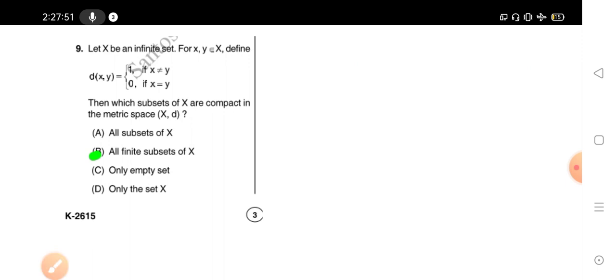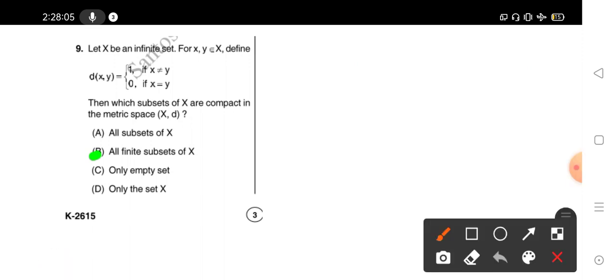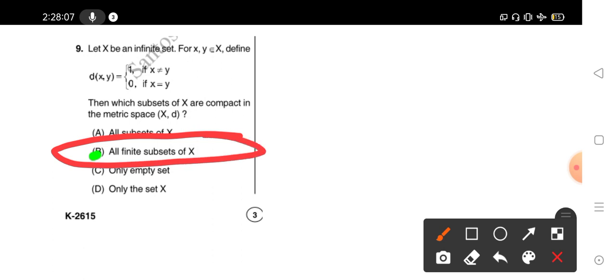Next question: let X be an infinite set, for x, y belonging to X, define d(x, y) equal to 1 if x is not equal to y, and 0 if x equals y. Then which subsets of X are compact in the metric space (X, d)? All finite subsets of X. Option B is correct.